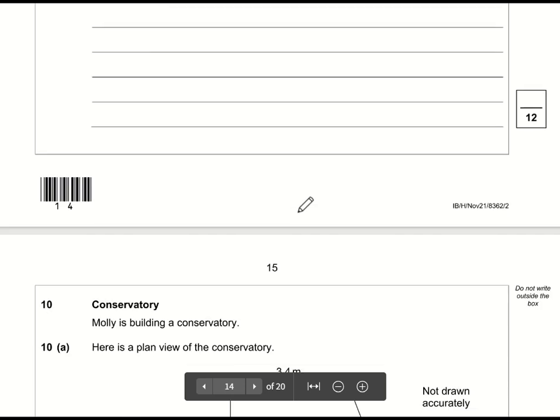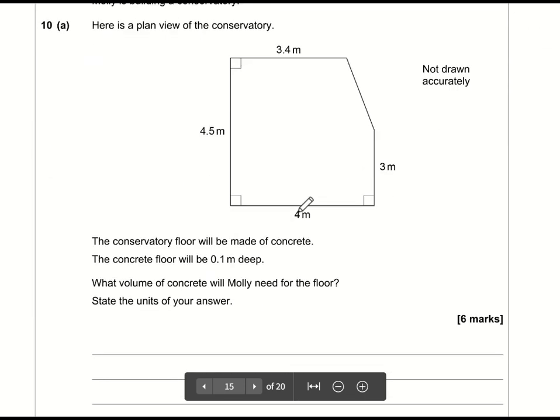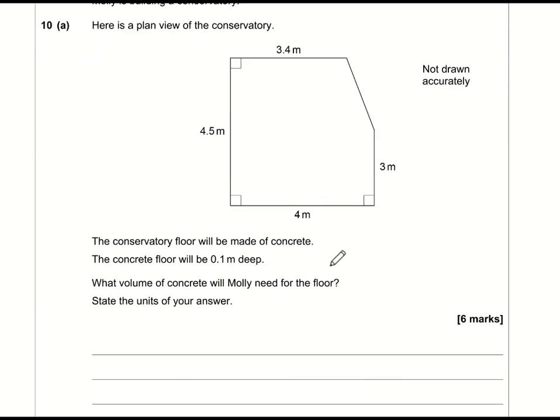Okay, moving on to question number 10. Okay, so we want to work out the volume of concrete. Well, the first thing we need to do is work out the area of this shape. So what we've got here is a compound shape. We've got a rectangle, which is 3 by 4. So the area of the rectangle, that's 3 times 4, which is 12 meters squared.